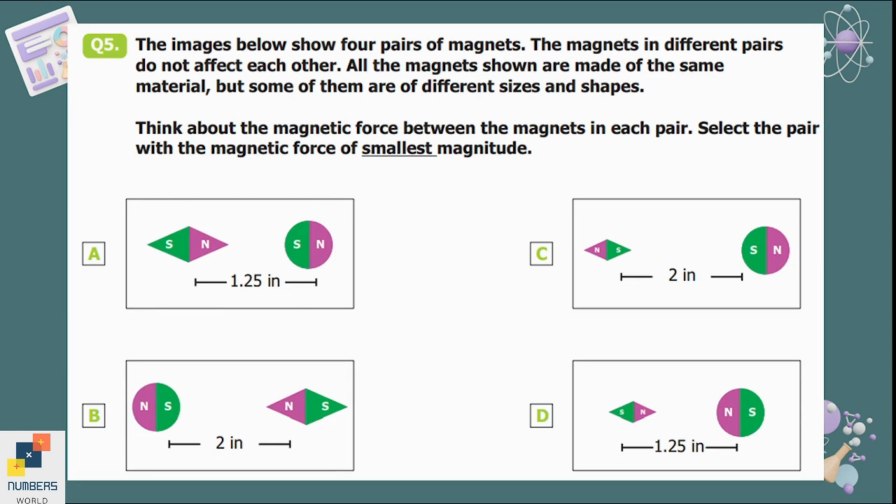Here in option C and D, we can see that same poles are in front of each other. So same poles of magnets repel each other. So option C and D are not correct. In option A and B, although opposite poles are in front of each other, here distance matters a lot. As the distance is more in option B as compared to option A, in option B the magnetic force will be of smaller magnitude as compared to option A.